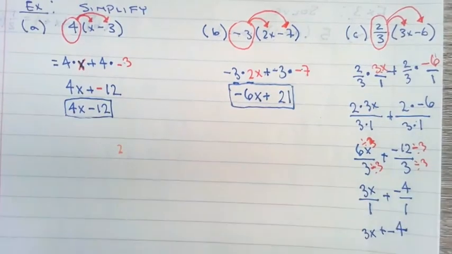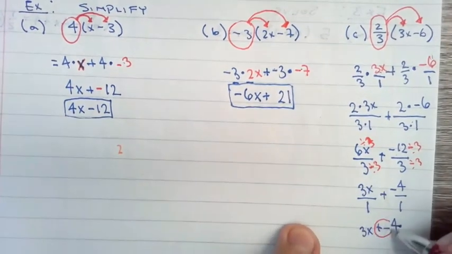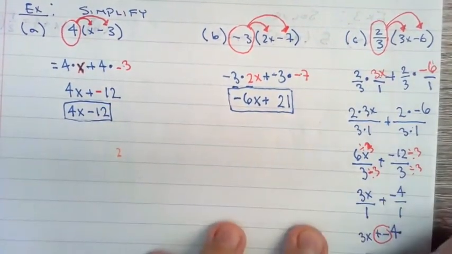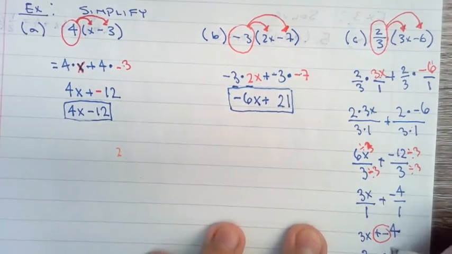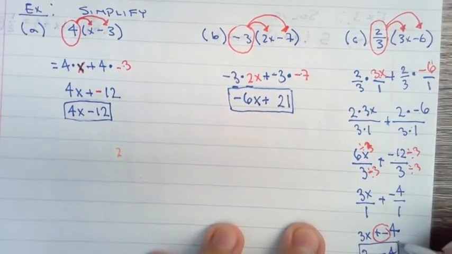And then one thing right here, you notice that this right here is positive negative, so that just becomes negative. So your answer is 3x minus 4. Okay? And there you go.